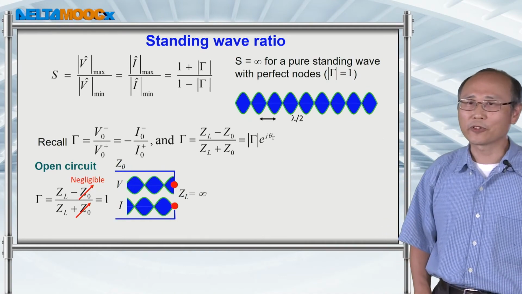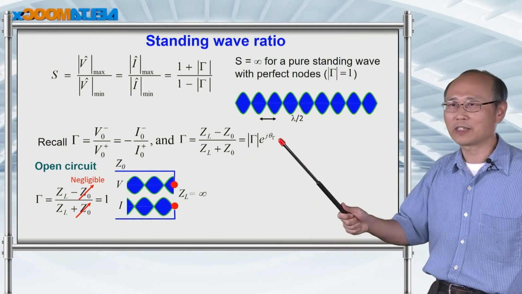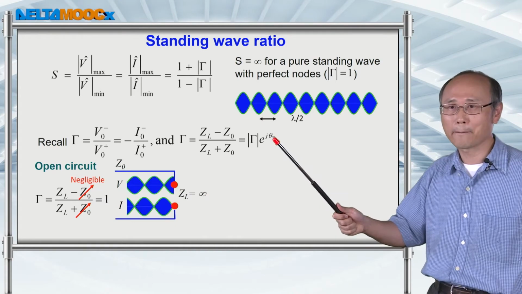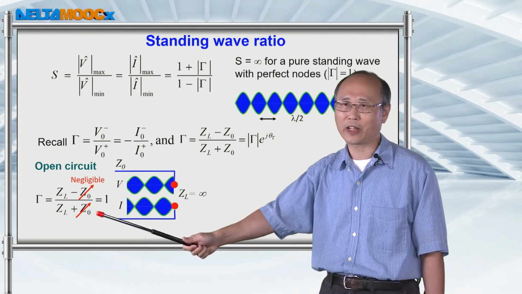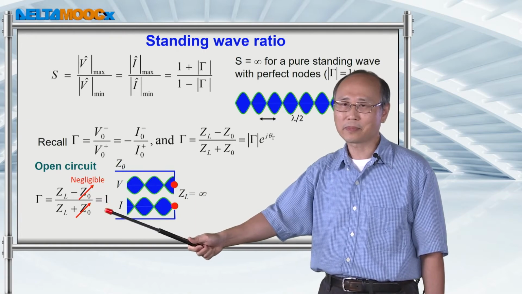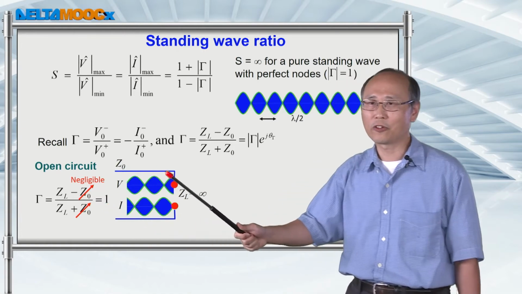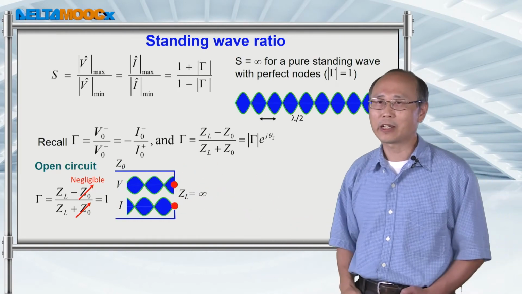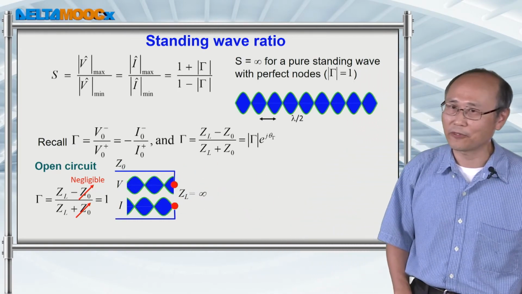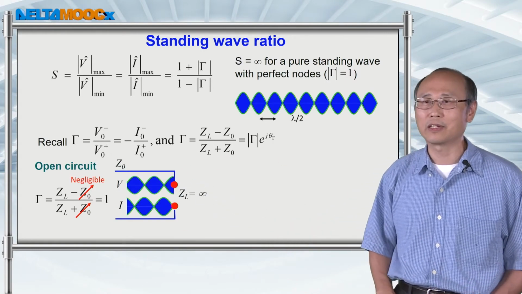This means that for this case, the reflection phase here is 0 or 2 pi. This calculation gives you 100% reflection, and the reflected voltage signal at this open circuit is going to have the same phase as the incident voltage.